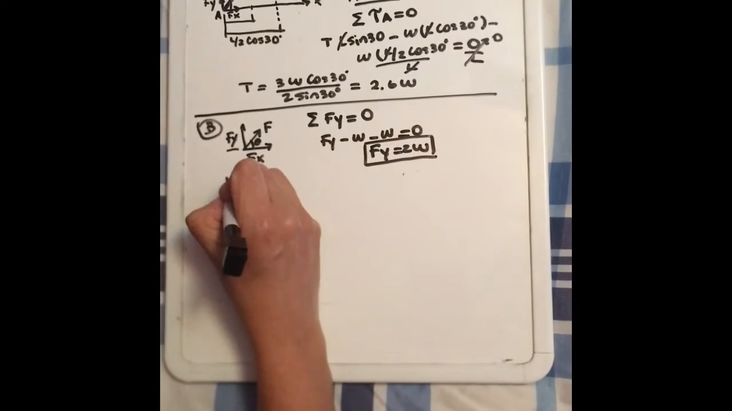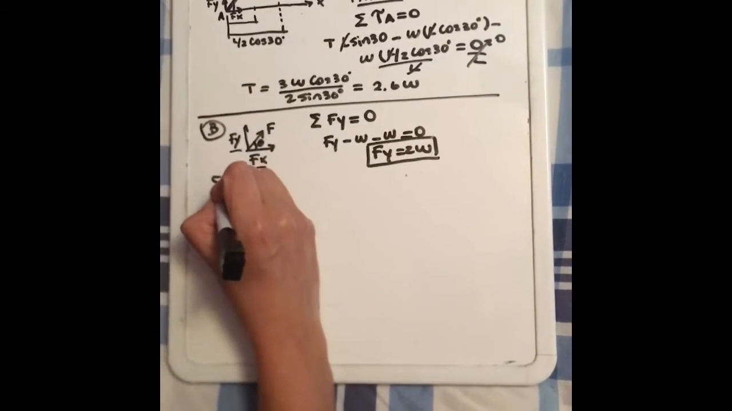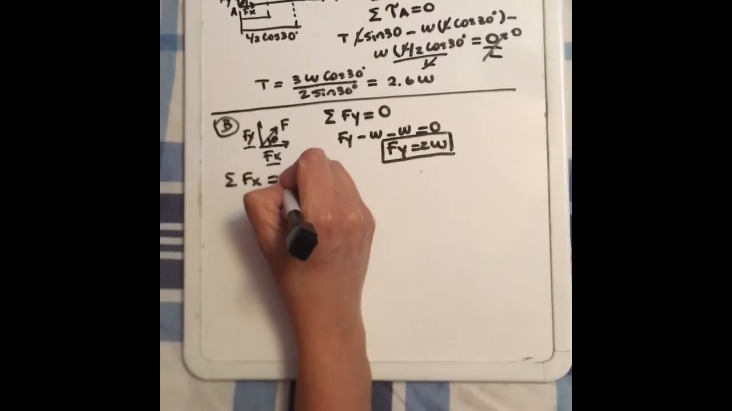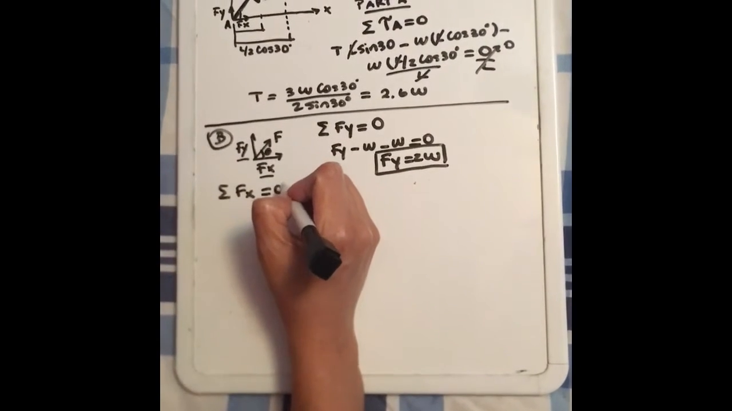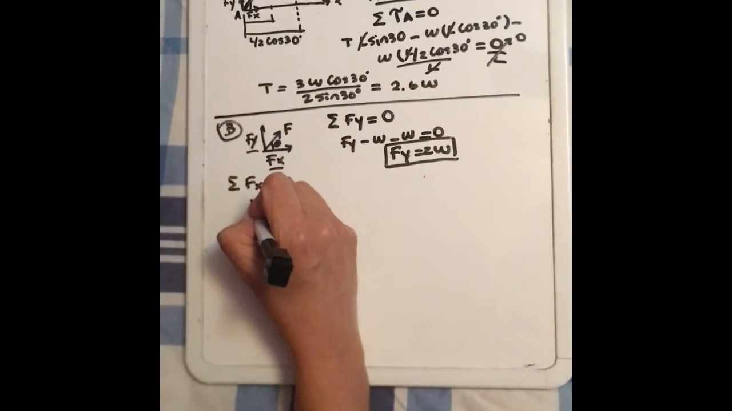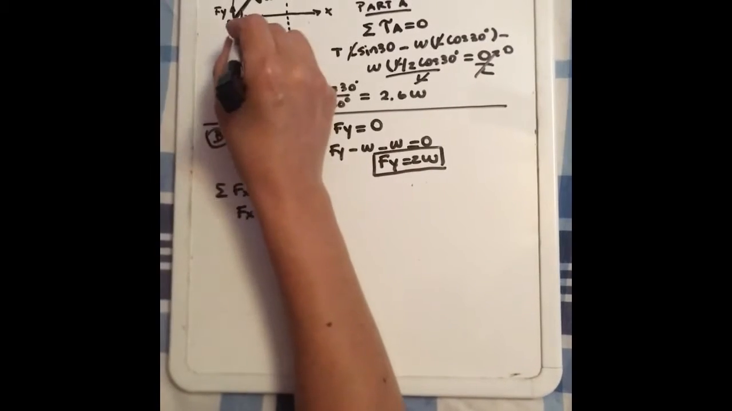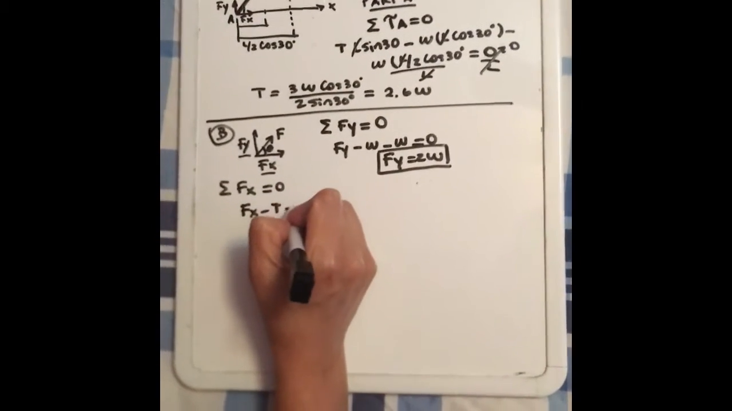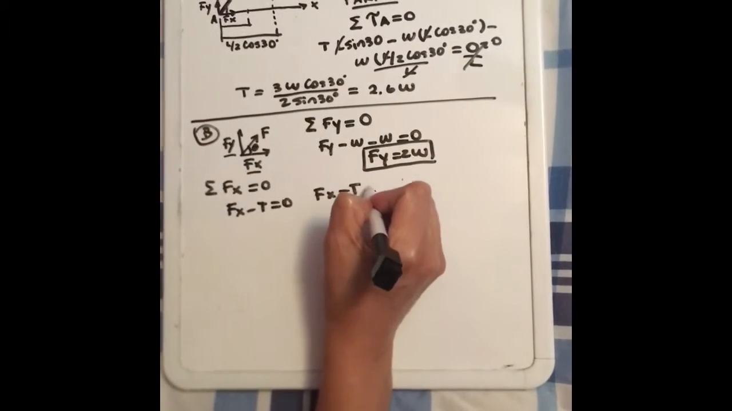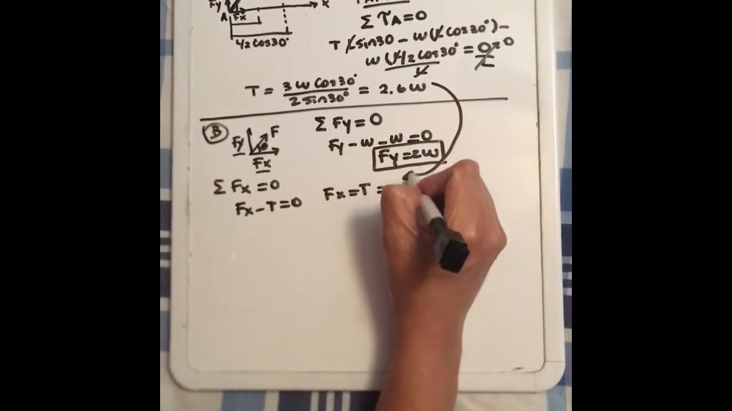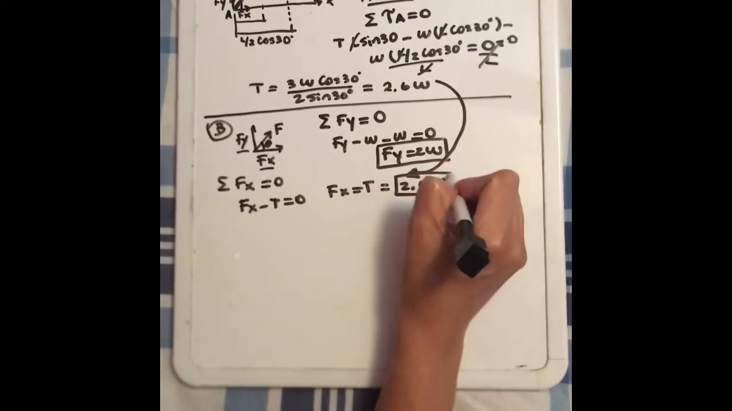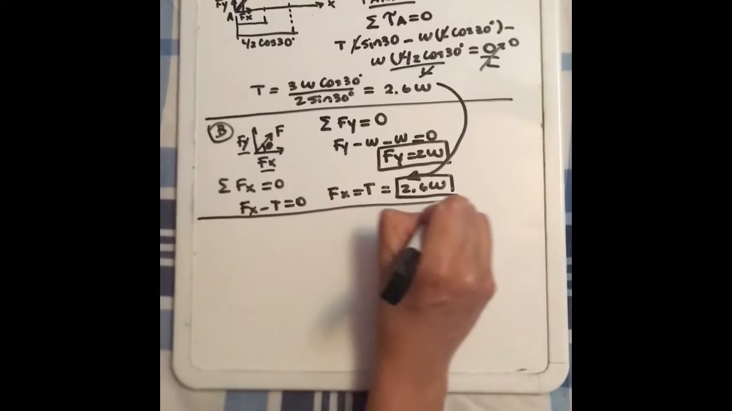Then to find f of x, we know that the sum of all the forces in the x direction is equal to 0 as well, which is f of x, which is this force, minus the tension equals 0, making f of x equal the tension, and this is equal to 2.6 W. That's the answer for part B.